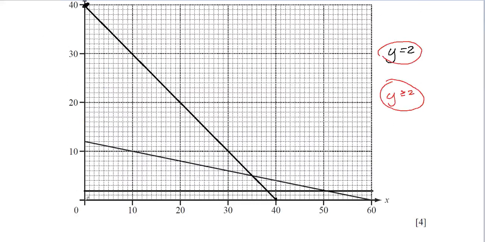So if we take the point 0, 0, which is below this line, substitute in here, when x is 0, y is 0, well, there's only y, so we're just going to put the 0 in its place. So 0 is greater than or equal to 2. That is not true. So all the values below this line are unwanted values, or values which do not make the inequality true.